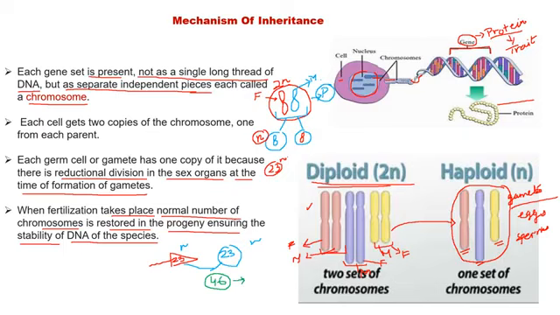Okay, if this wouldn't happen, then definitely 46 and 46, that is 92 chromosomes, would be present in the progeny in one generation. Then again 92 plus 92, this is how the chromosome number would increase every time, and you would see a different organism every time, right? A different species probably every time. So to maintain the basic similarities between the parent and the progeny, these numbers of chromosomes should be maintained.